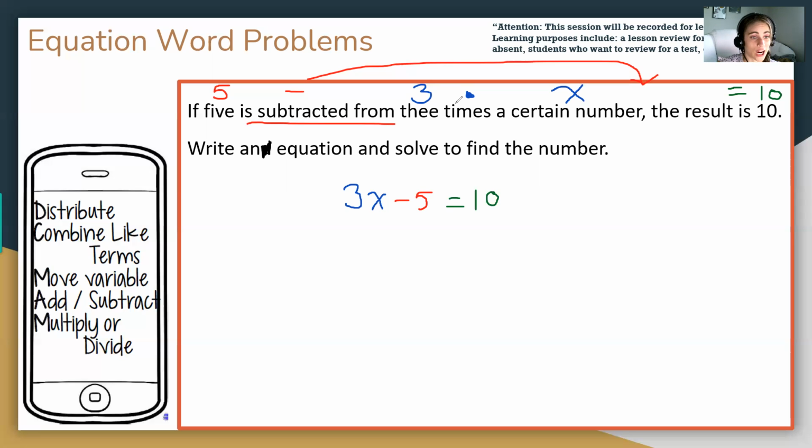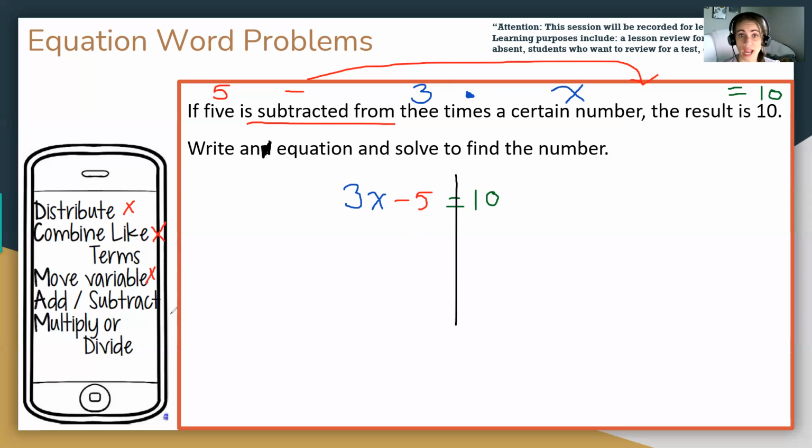All right, let's look at the very beginning here. Distribute. Do I need to distribute anything? Nope, I don't have any parentheses which would cause distribution. How about combine like terms? Nope, because when we look at this, we separate our two sides here. And all I have on the left is a 3x and a -5. They're not like terms. And on the right, I just got a lonely old 10. So skip that step too. Move the variable. Nope, I don't have a variable on both sides. No need to move it.